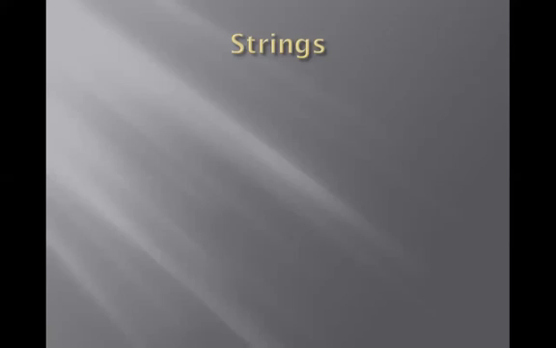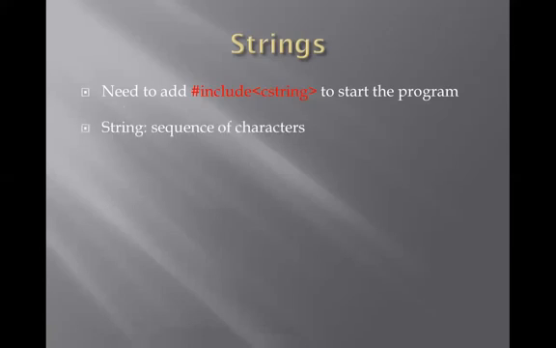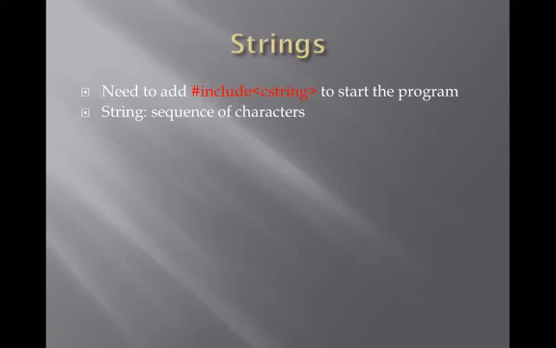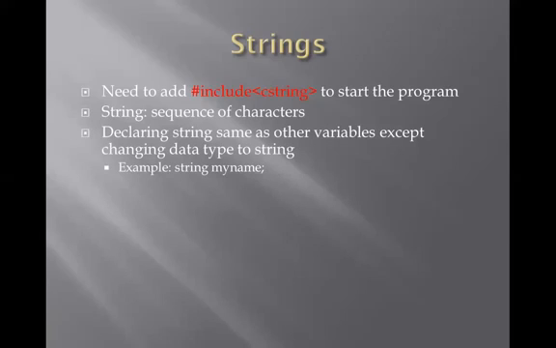Okay, now let's get to strings. When you are declaring a string in C++, you need to add a new library to your program, and you need to include cstring at the start of your program. So a string is a sequence of characters. Declaring a string is the same as other variables. You can say string myName.